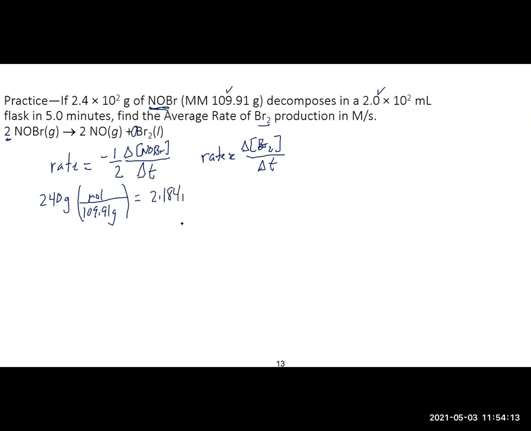Remember, though, that that is moles and not molarity, and that is why we have the volume here. Our volume, 200 milliliters divided by 1,000, gets us 0.2 liters. So we can divide this now by 0.2 liters, and that will give us the molarity of how it's changing. That's going to get us, looks like, 10.92 molar. Any questions on that there?